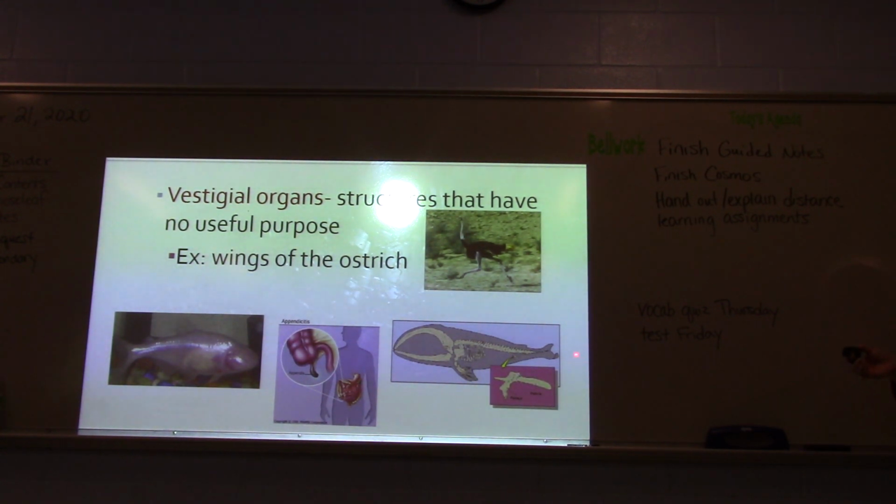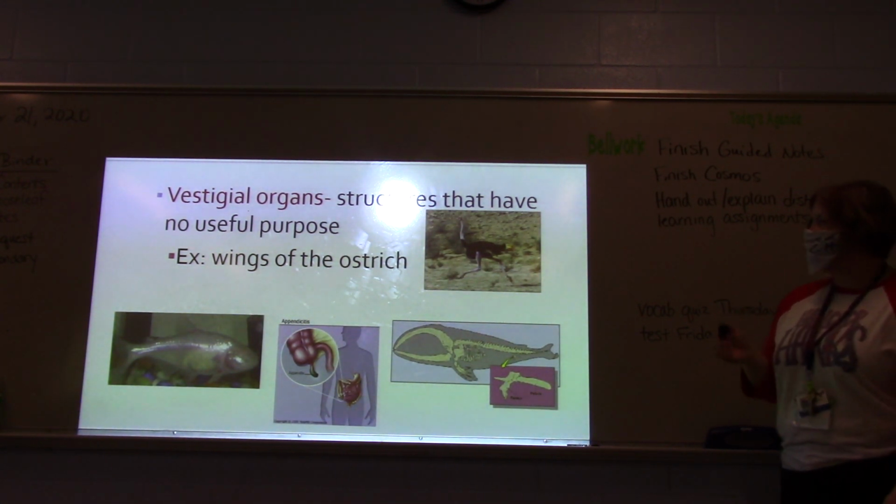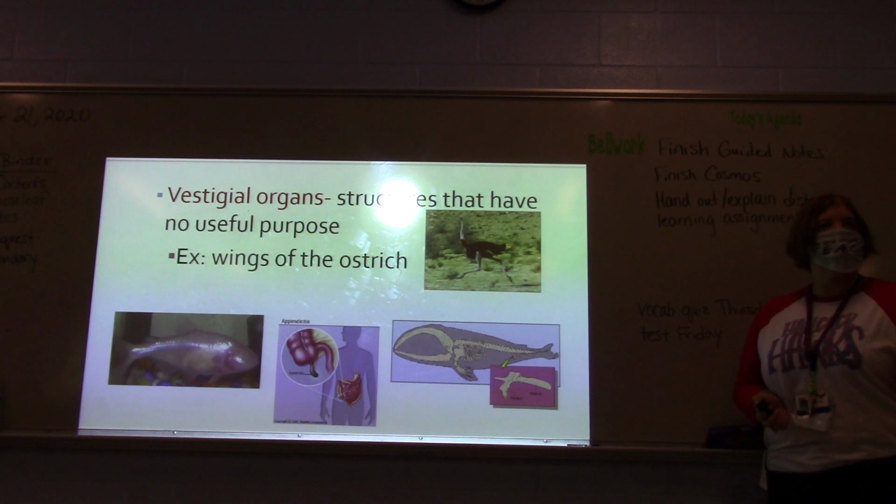So here's a whale. Now a whale does not have back legs, but its ancestors had back legs. So a whale actually has a pelvis and then also a femur. A femur is this bone right here. So you would be like, why does a whale have a femur? It doesn't have back legs. It's just a remnant from its ancestors, which is going to show relationships. All mammals have the same femur, so it's related to us because we have a femur as well. So questions on vestigial organs?